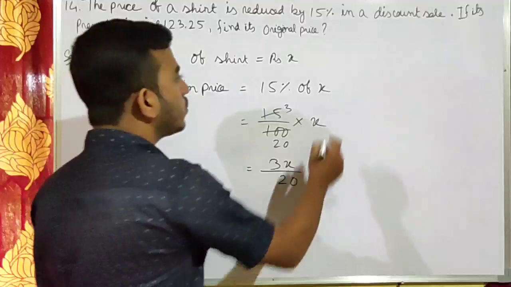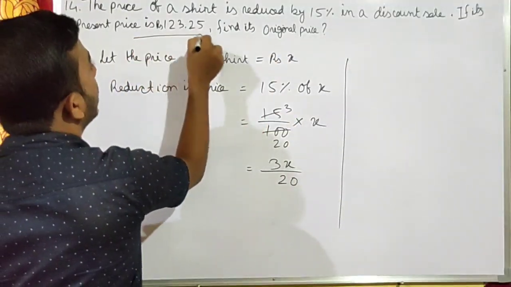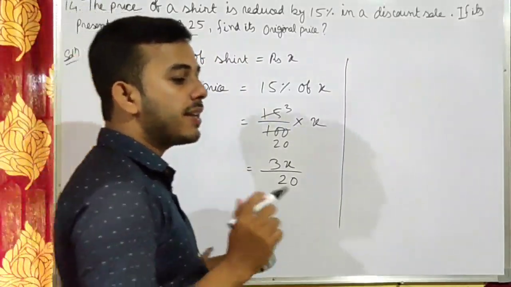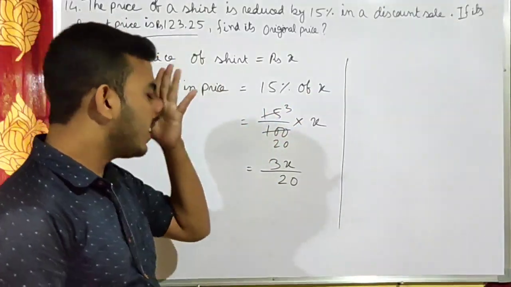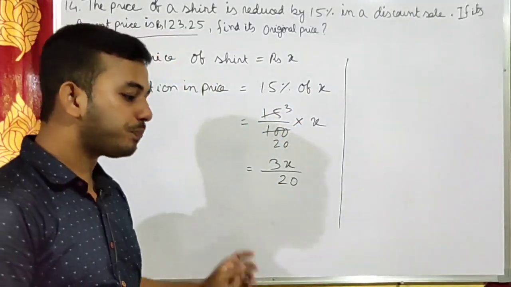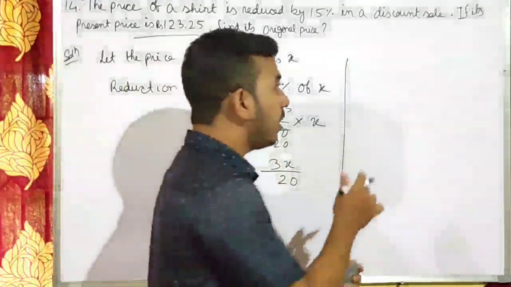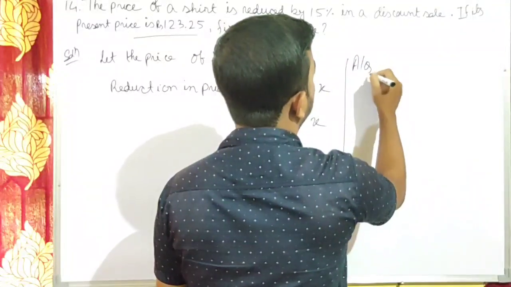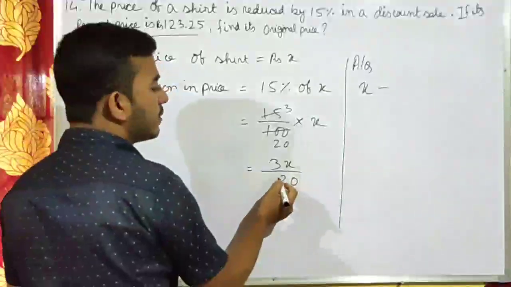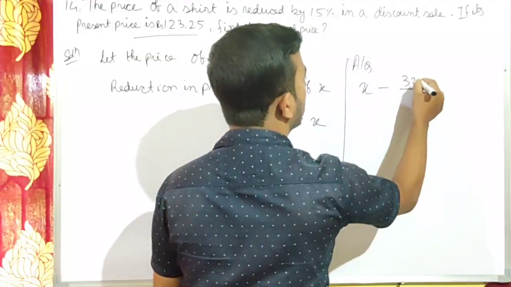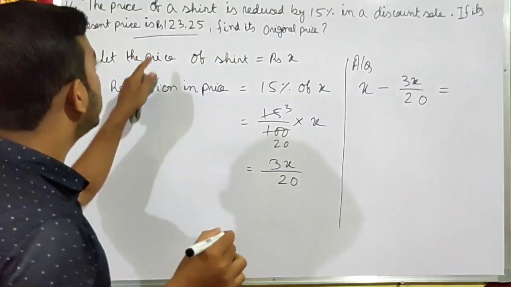Now look, it is given that after reduction its present price is 123.25. So can we write X minus reduction equals 123.25? Yes, we can write this, because when we reduce, our original price was X, then we have reduced 15% of X, which means 3X by 20, and that results in the price 123.25.